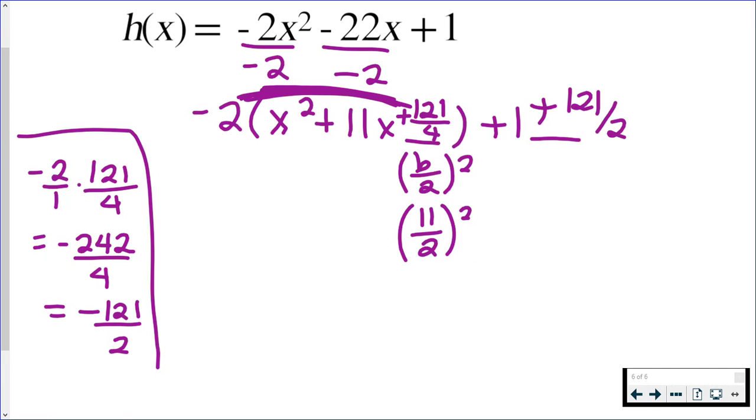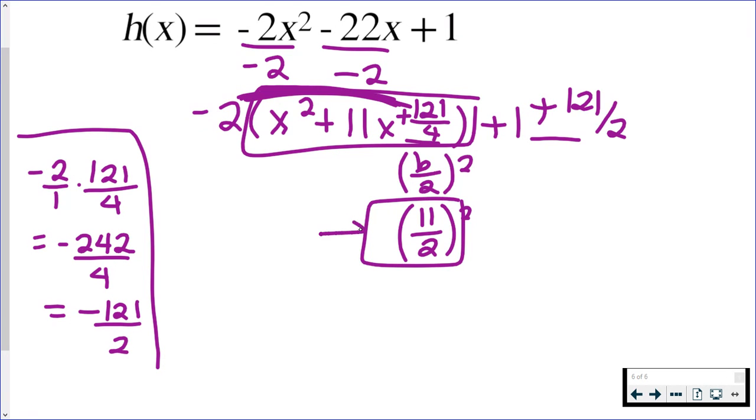So to finish it up, the next step is to factor what's inside of the parentheses. So I just put a box around it. That's what I need to factor. So you could sit there all day and try to figure out what multiplies to 121 over 4 and adds to 11, or it's the number that I just put a box around and I put arrows pointing to. 11 over 2 times 11 over 2 is 121 over 4. 11 over 2 plus 11 over 2 is 11. So those are my two numbers.